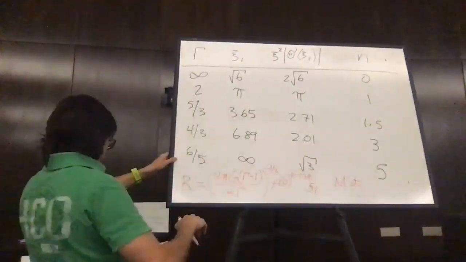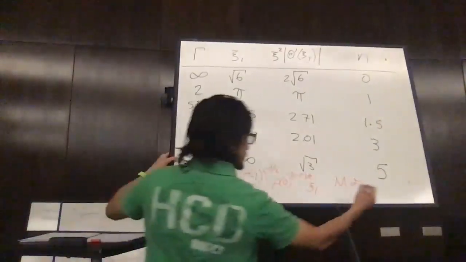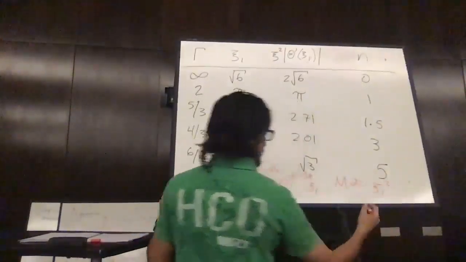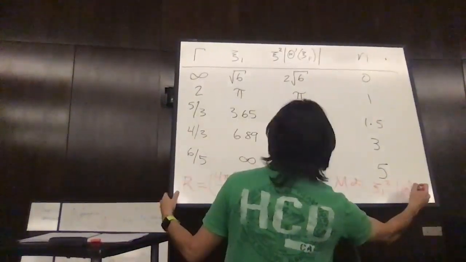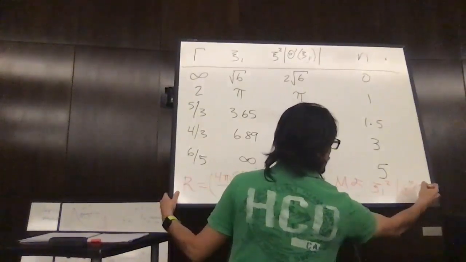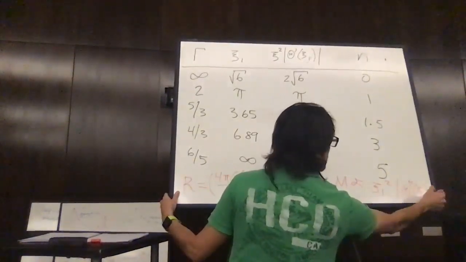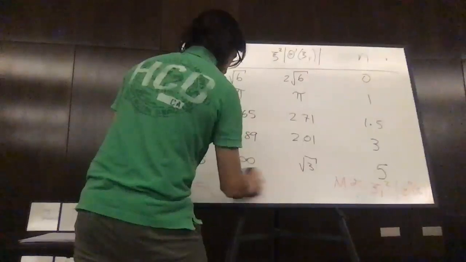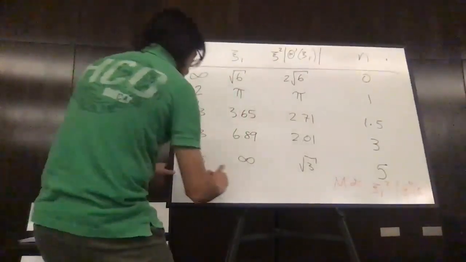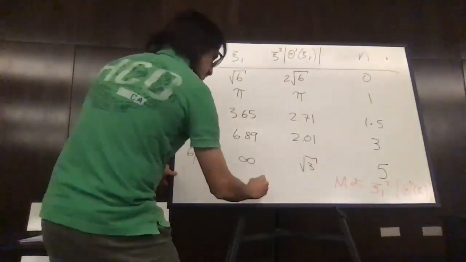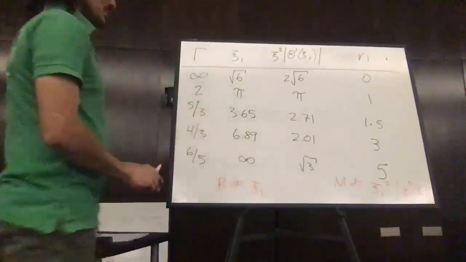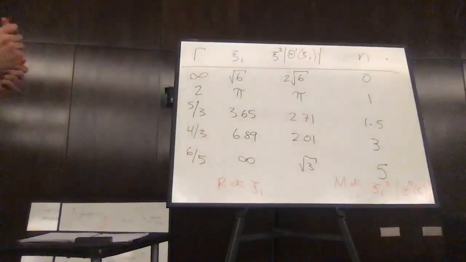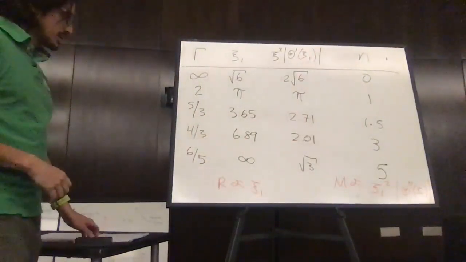squared times omega. Okay, so radius is proportional to psi 1. Mass is proportional to psi 1 squared times this. So let's look at these cases.